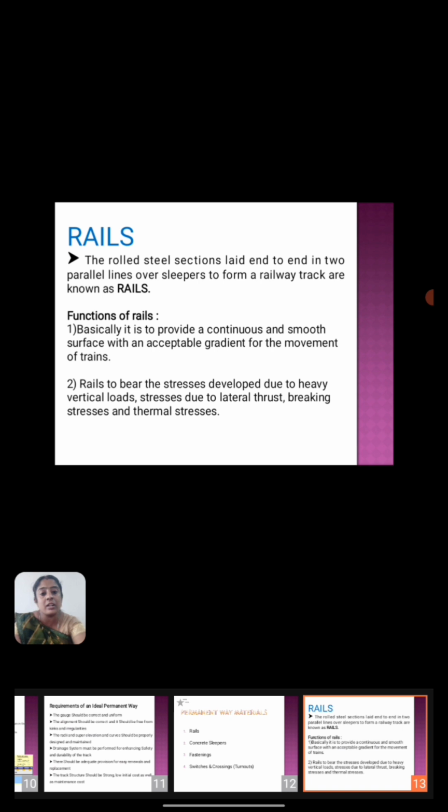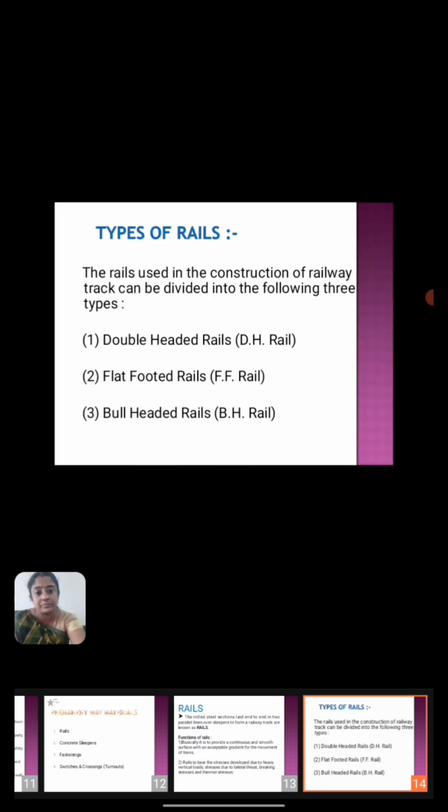So mainly we are considering the rails in order to withstand the bearing stresses and to prevent the thermal stresses also. They have to withstand the vertical loads on the track.